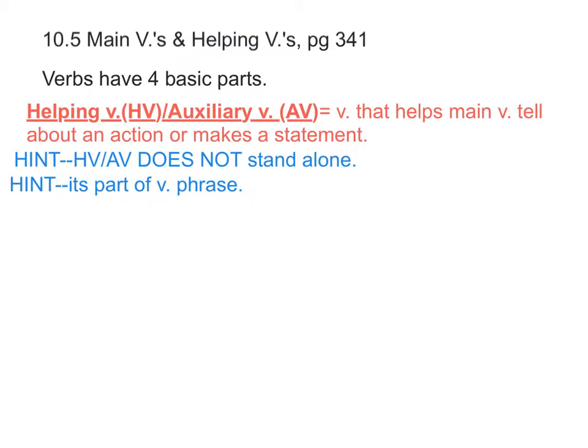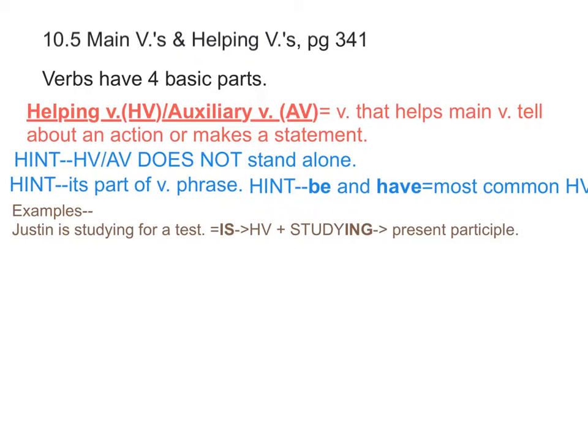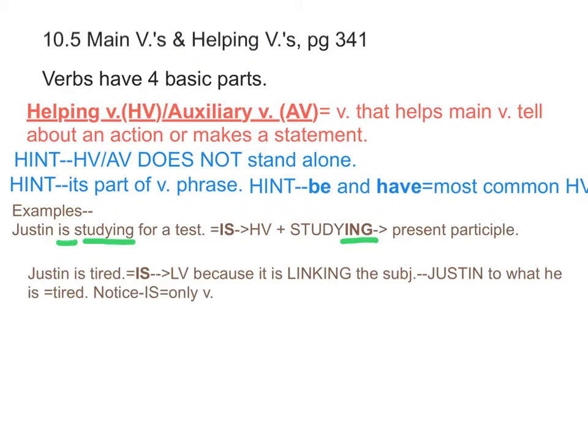Here are some examples. Justin is studying for a test. Is is an auxiliary verb plus studying equals the present participle. You can go back to the chart and see that the study has an ing ending. Justin is tired. Is is a linking verb in this case because it's linking the subject, Justin, to what he is, which is tired. Notice is is the only verb, so this cannot be a helping verb in this case.